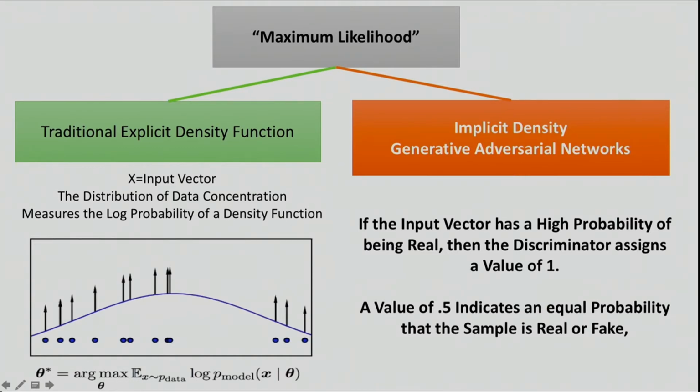So if the input vector has a high probability of being real, then the discriminator assigns a value of 1. If you get a value of 1, those are keepers, if you will. They're very accurate in terms of their attributes. So a 0.5, for example, would be an image that you would throw out. It doesn't really match the original very well.